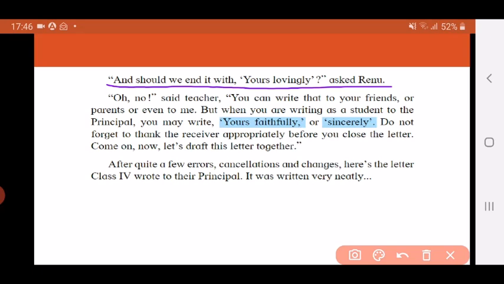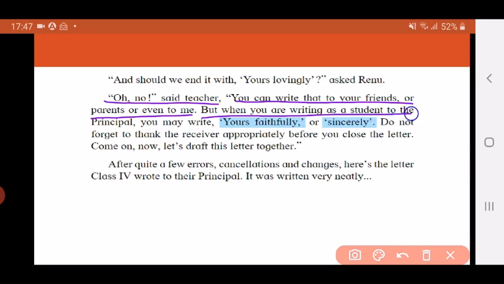When you finish writing the main part of your letter and you have finished asking what you want, at the end, should you end it with yours lovingly? You are writing this letter to your principal. So can you write yours lovingly? Renu is asking. Oh no, said teacher. You can write that to your friends or parents or even to me. But when you are writing as a student to the principal, you may write yours faithfully or sincerely.